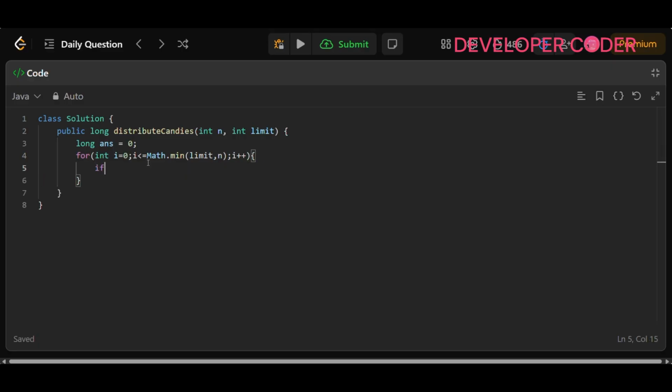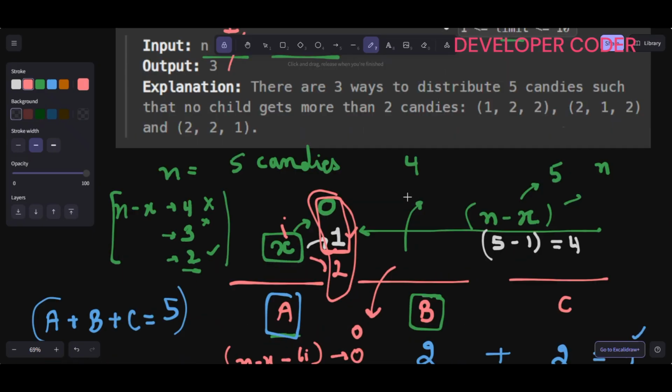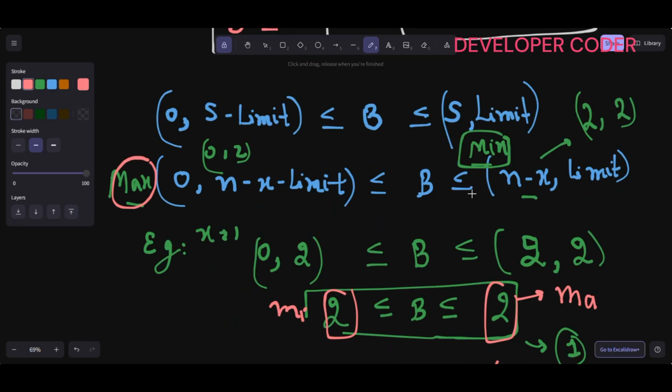For the remaining portion, n minus i is the remaining number of children. If this value is greater than 2 into limit, where the remaining are 2 children multiplied with the max value, then just continue and skip it, because this is not possible. Otherwise, update the answer as answer plus Math.min of n minus i comma limit. So this is the formula.